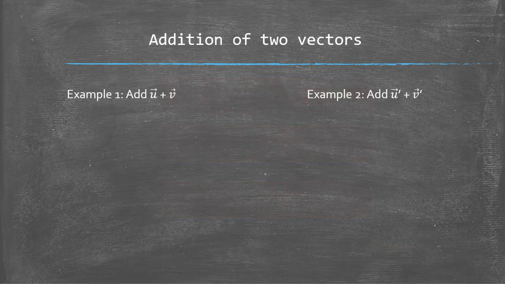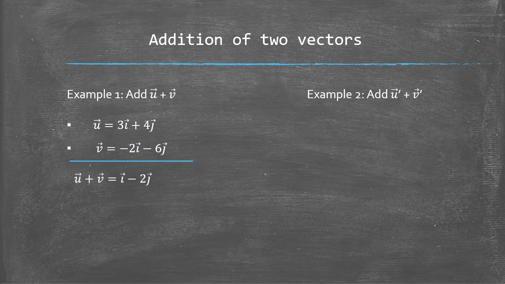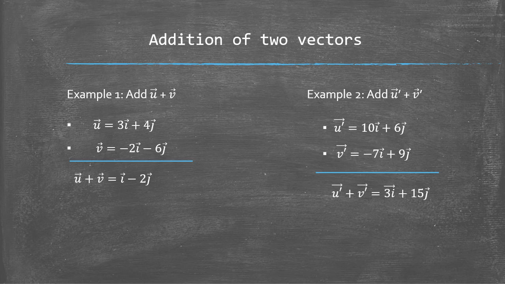We're going to start with the addition of two vectors. So we only add the i's and the j's. So 3 minus 2i, that's 1, and 4 minus 6, that's 2. Another example, 10 minus 7, that's 3, and 6 plus 9, that's 15.